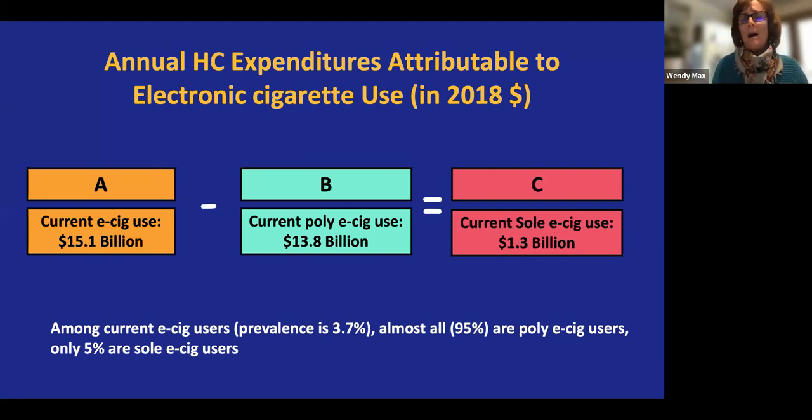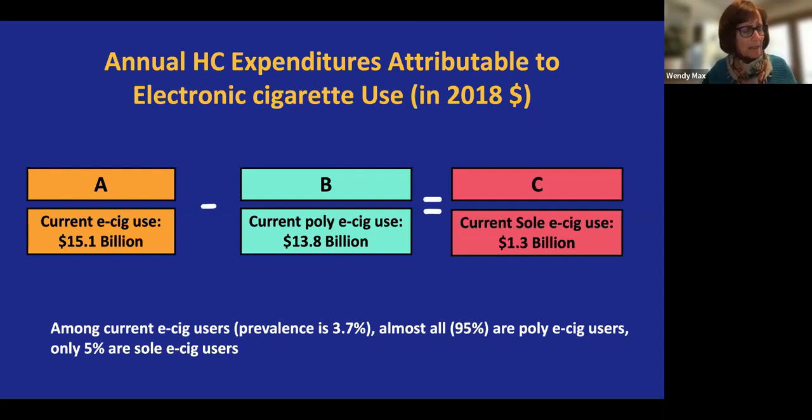So we're spending more and more of our time looking at other products. In fact, we're very interested in dual or poly tobacco use, because it's the rule now. It's the way tobacco use behaviors have changed.